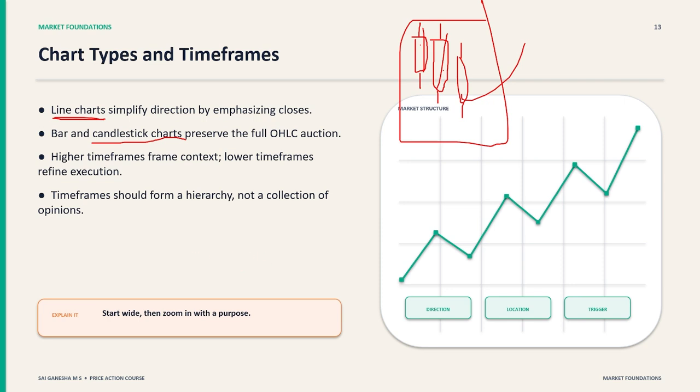The important thing is that every time frame should have a clear job. So don't keep changing time frames just to find one that agrees with a trade you already want to take.